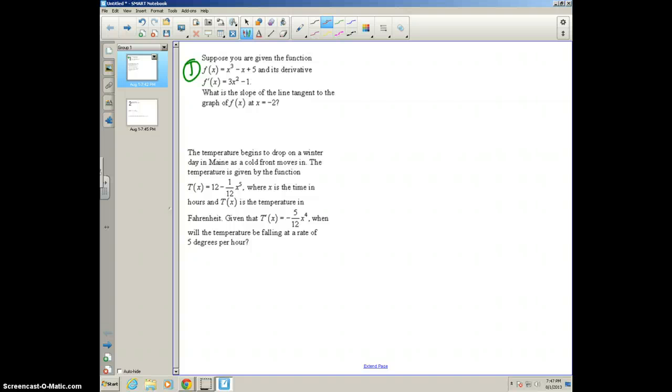This is an extremely simple problem, and basically we will just be plugging in negative 2 into the derivative. So when we do so, we get 3 times negative 2 squared minus 1. And this is f prime x. When we do so, we get 12 minus 1, and our answer is 11. It's simple as that.